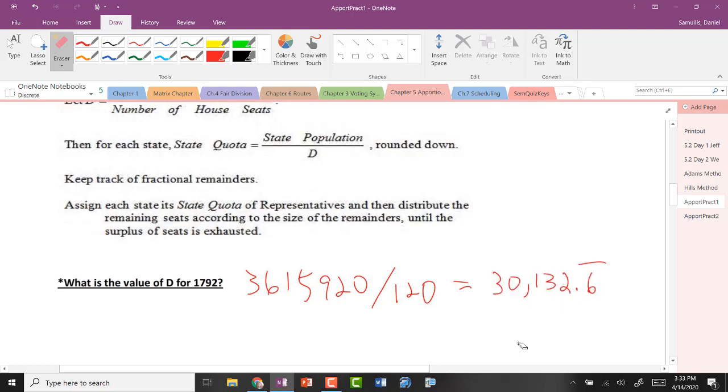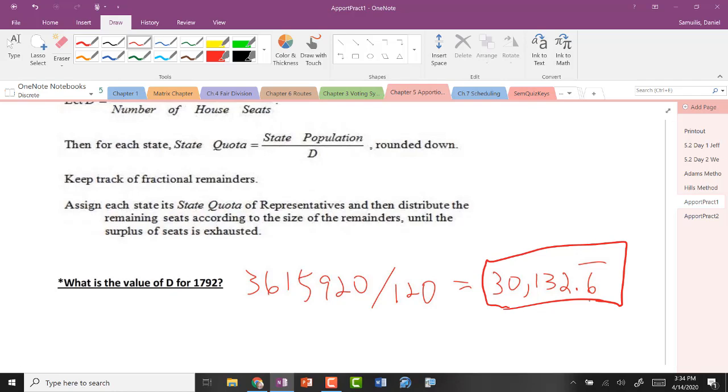361,005, blah, blah, blah, divided by that, we get a number of 30,132.6. So when we lopped off that decimal and then redivided by 120, we didn't quite get that 30,000 people per one representative number. That's why that changed a little bit. But this is what we should have used. And if you didn't, stop this video and go to the next page and use that as your standard divisor to calculate the state quotas.